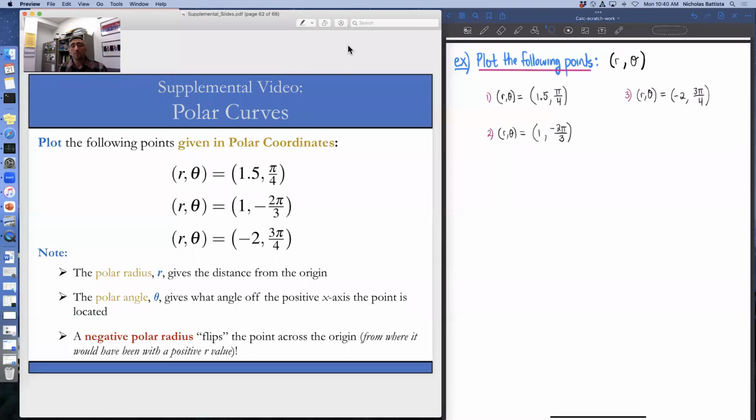In this video, we're given the following 3 points in polar coordinate representations, and we're asked to plot them. So whenever we plot polar coordinates, they still live on the XY plane. So before we plot these specific points, let's just remind ourselves what it means to plot a polar coordinate.